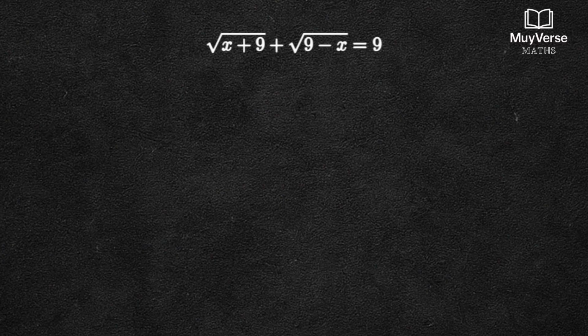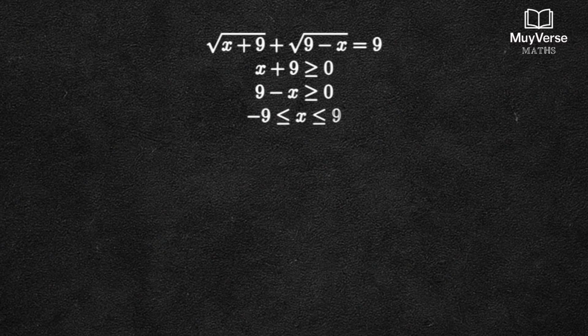Step 1. Find the domain. Each square root needs a non-negative inside. So x plus 9 is greater than or equal to 0, and 9 minus x is greater than or equal to 0. Together, that means x lies between negative 9 and 9, inclusive.